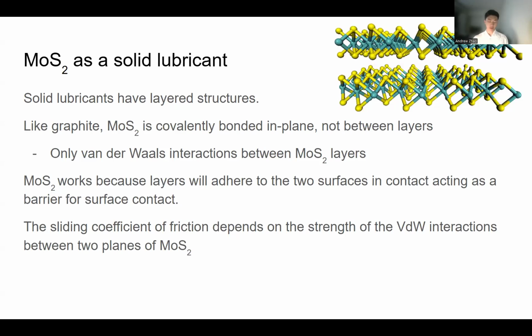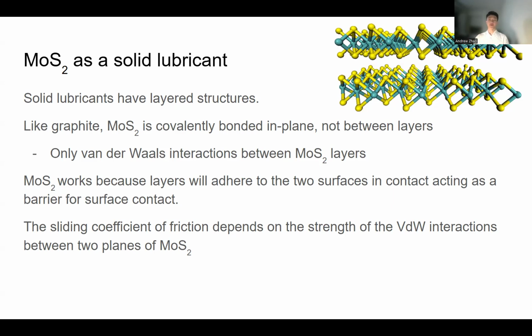So the solid lubricant that we're going to be discussing today is known as molybdenum disulfide. But in general, solid lubricants have this layered structure where they're covalently bonded in the plane, and there aren't any bonds connecting the two planes. So really, like graphite, if you're familiar, it's allotropic hexagonal carbon. Molybdenum disulfide is similar to this. It's covalently bonded in plane. There are no interactions between the layers. It's only van der Waals interactions between the two layers of molybdenum disulfide.